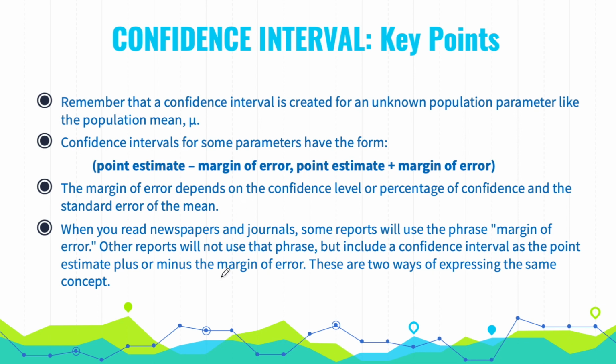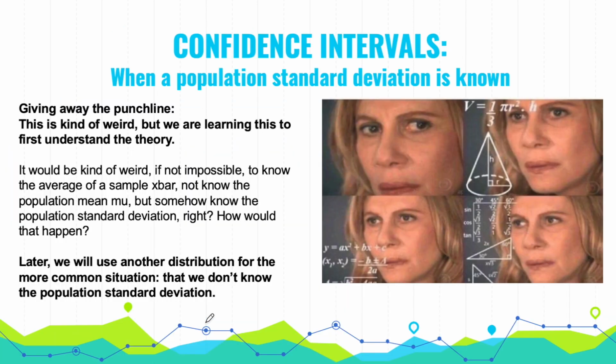When you read newspapers and journals, some reports will use the phrase margin of error. You've seen that before. Other reports will not use that phrase, but they will include a confidence interval as the point estimate, plus or minus the margin of error. These are 2 ways of explaining the same concept that we're reviewing. The way that we're doing this right now is a little strange. We're going to unpack why.